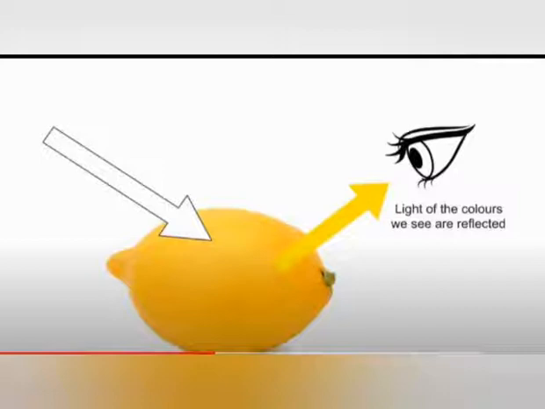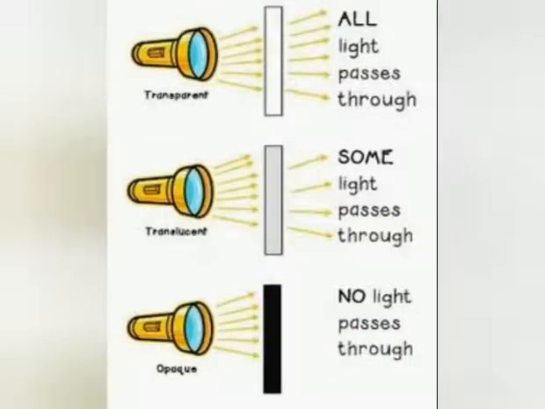Based on the ability of light to pass through an object, different materials can be grouped into 3 main categories. Transparent materials: materials that allow light to pass through them completely are known as transparent materials, like clear glass, clear water and air, etc. Translucent materials allow light to pass through them partially. Examples are frosted glass, thin nylon fabric, etc.